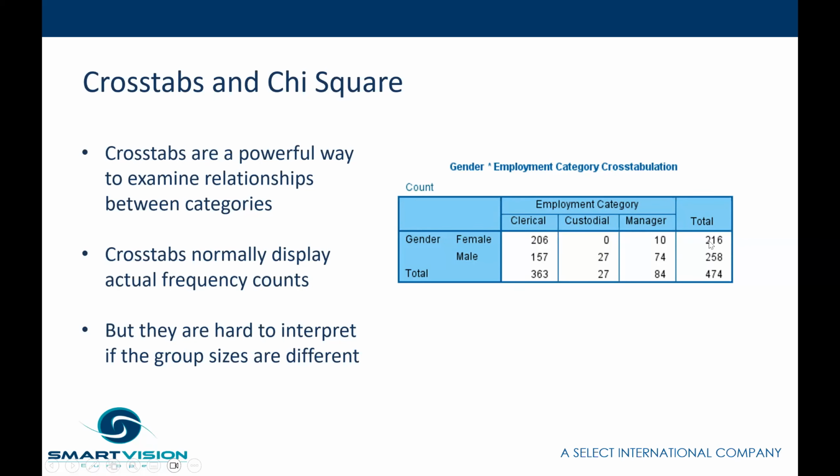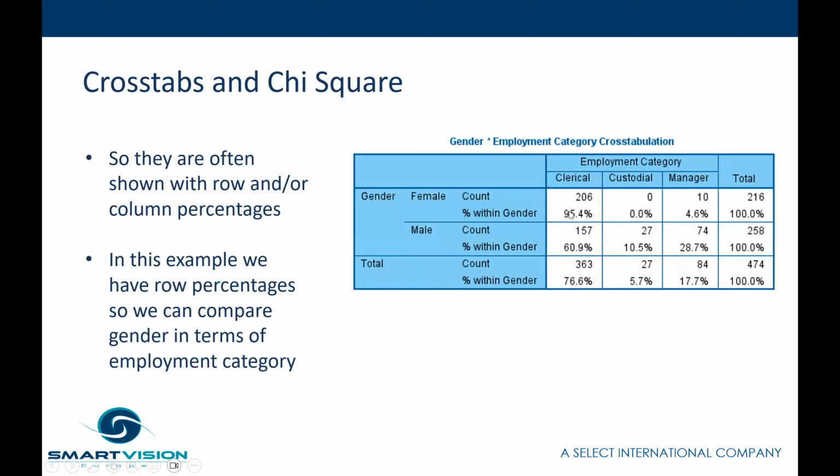But they're hard to interpret because, of course, the group sizes are different. We've got 216 females and 258 males. So what we do is we add percentages. We say, well, of the percentage within the gender, so of the females, 95% are clerical workers, compared to males, where only 60% are clerical workers, 61%. 4.6% of females are managers compared to 28.7% of males. In this example, we have row percentages, so we can compare the genders in terms of employment category.